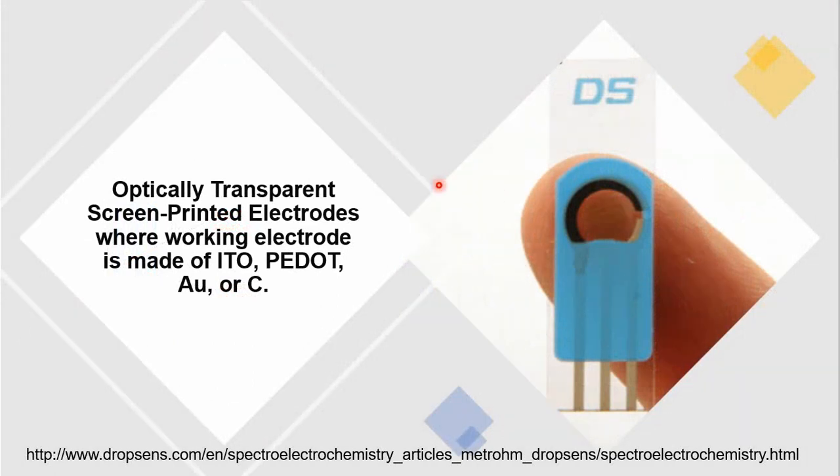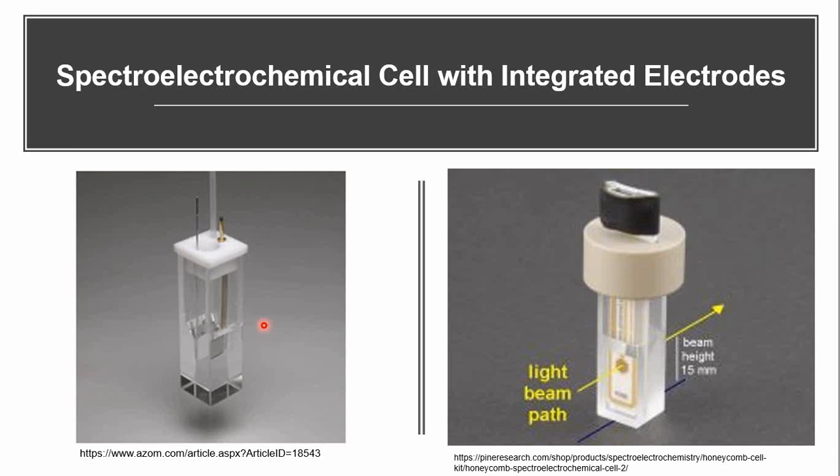Similarly, there are other electrodes like the one with the hole inside, that is the optically transparent screen printed electrodes, where the working electrode is made of ITO, PEDOT, gold or carbon. Now the details of this will be provided in the link. You can study that in detail to understand what PEDOT and ITO are and where they are actually employed. Now these are some of the actual electrodes that are being used by different electrochemical systems.